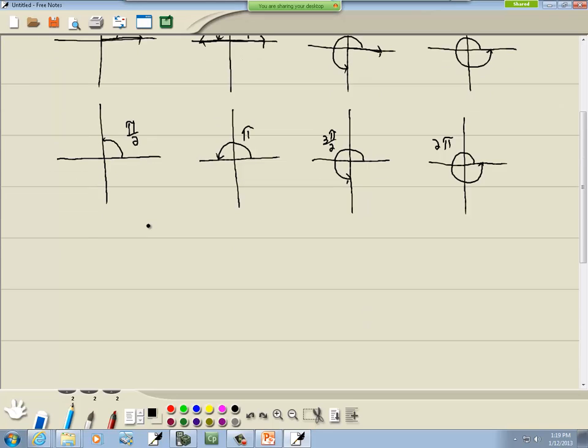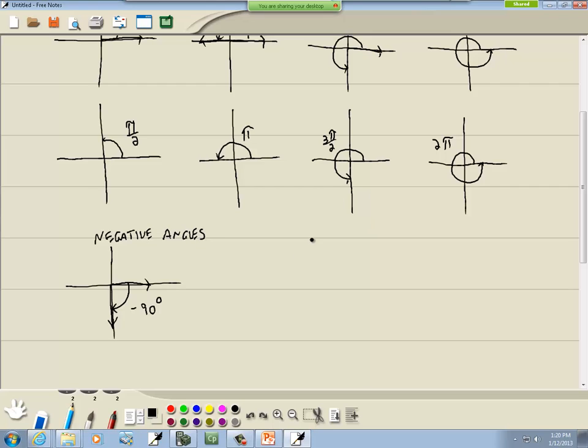Now, notice I've been going counterclockwise there. If I went clockwise, so I started here, and I ended down here, so I went clockwise, this would be a negative 90 degrees, or negative pi over 2. So if you're going clockwise, then it's going to be negative. Now, we already mentioned, this is talking about the negative angles.